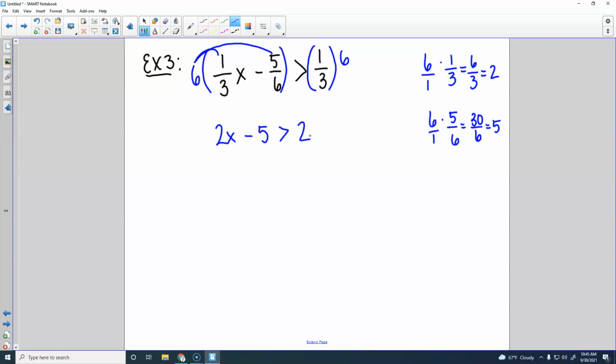Okay, so fractions are gone. Now we're down just to 2 separate equations. You guys were doing this yesterday, right? So add 5. So 2x is greater than 7. Divide by 2.